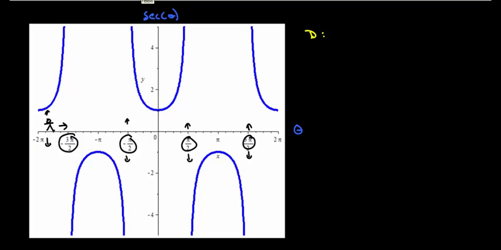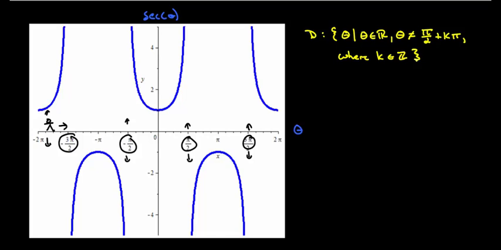So what we're going to do is write it like this. Let's write this down. The domain is going to be all numbers. So theta is our variable such that theta is a real number. So it can be any number, with the exception that theta is not equal to the following: pi over 2 plus k pi, where k is an element of the integers.